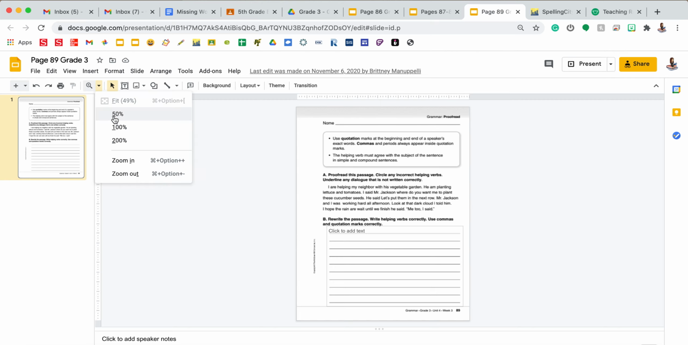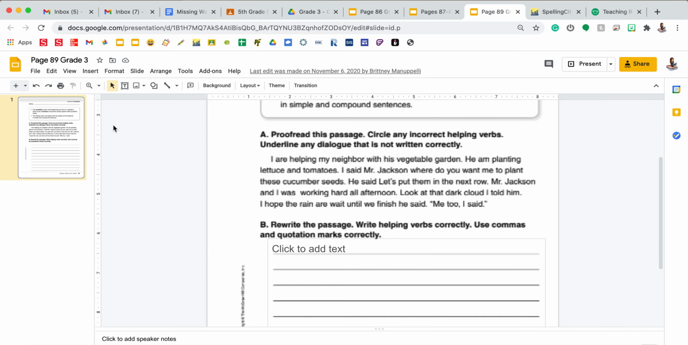Your last page is page 89. On this page, you're going to proofread the passage, circle any incorrect helping verbs, and underline dialogue that is not used correctly. There are four mistakes in helping verbs, and there are five sentences that are not using dialogue punctuation correctly. I will be sure to add in those hints and the circles and underlines when I assign this assignment to you.